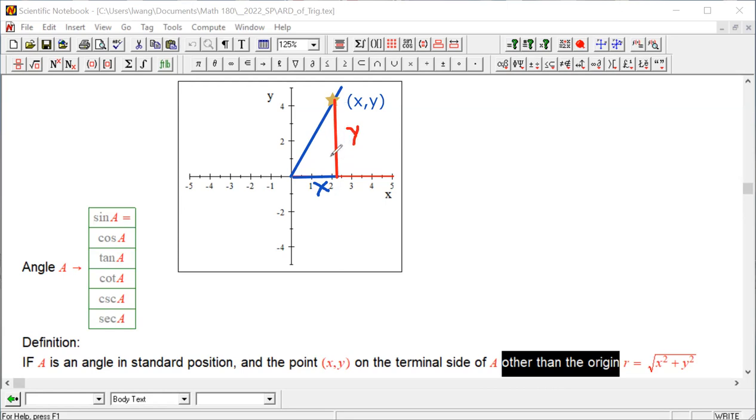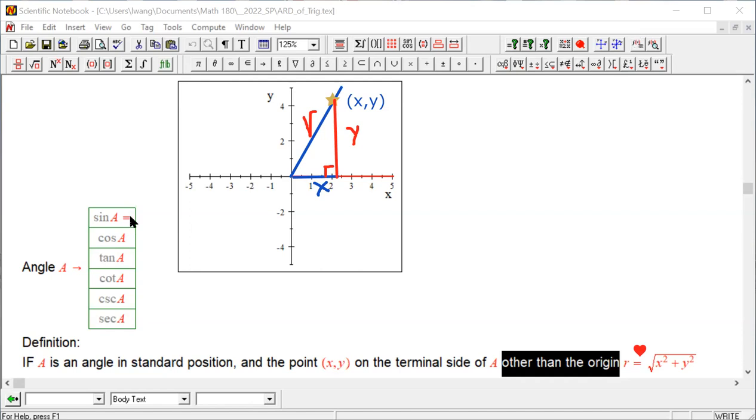Once we've done that, we see this is a right triangle with two legs, and this is the hypotenuse. This hypotenuse can be found by using the Pythagorean theorem. This is r, r is right here. Now we got the r. Once we get the r, we can introduce the definition of trig functions.